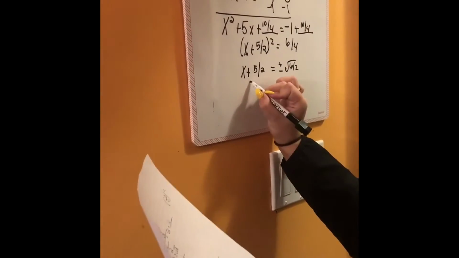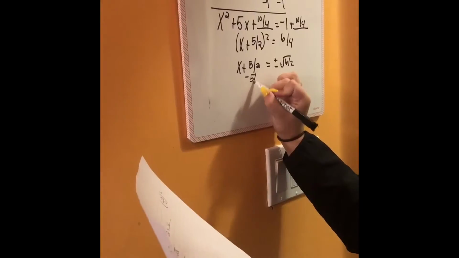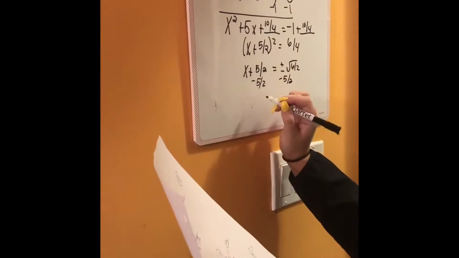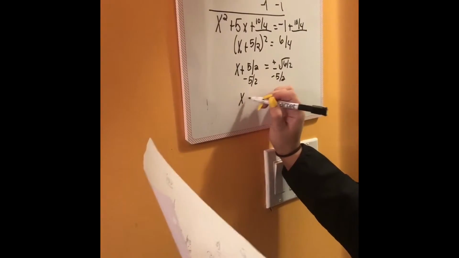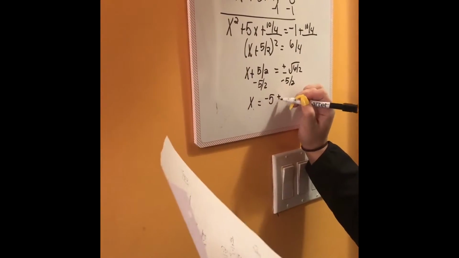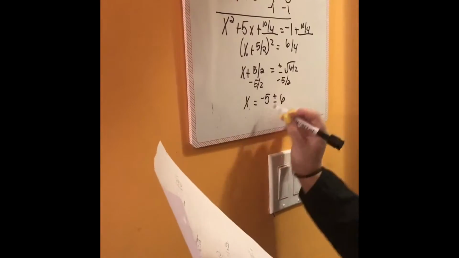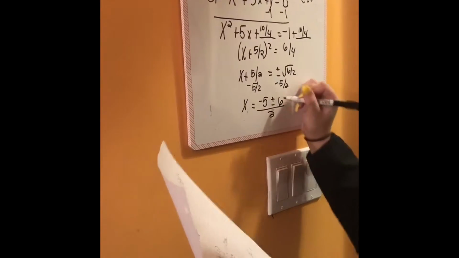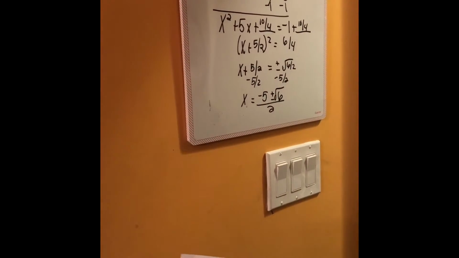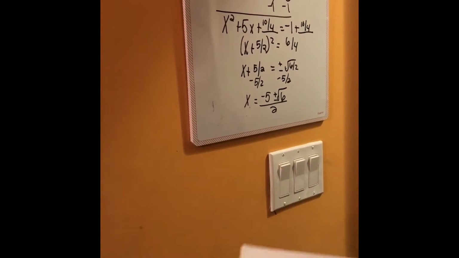Then the next step is you're going to take 5 over 2 and subtract it from both sides. So then it leaves you with x equals negative 5 plus or minus 6 divided by 2. So then your final answer is x equals negative 5 plus or minus 6 over 2.